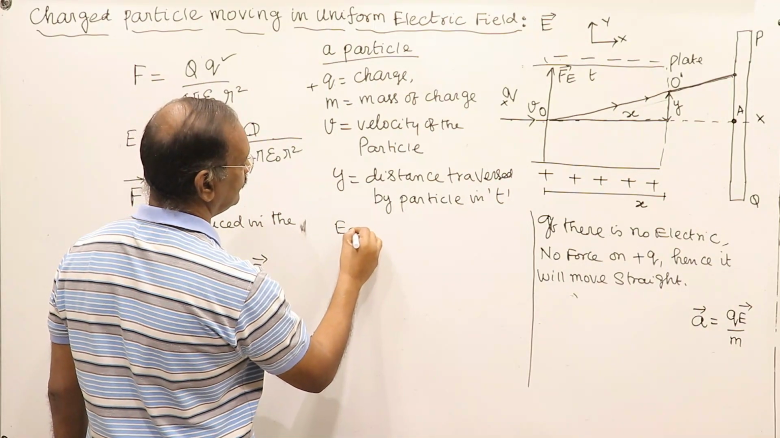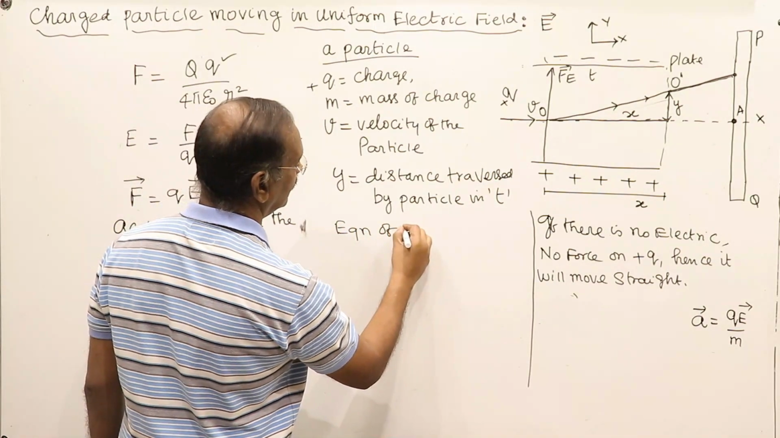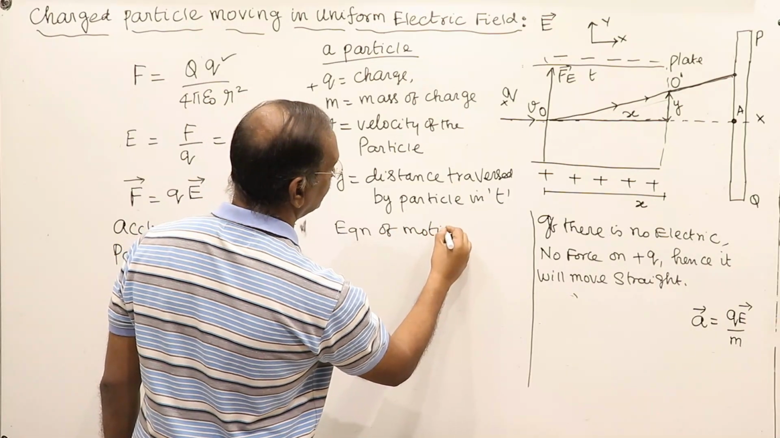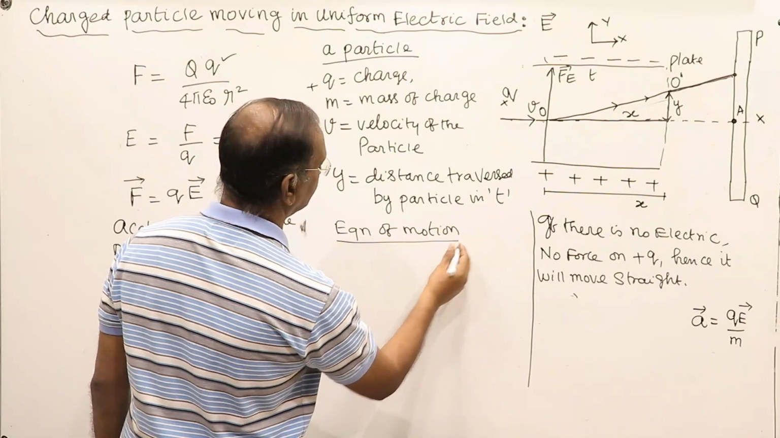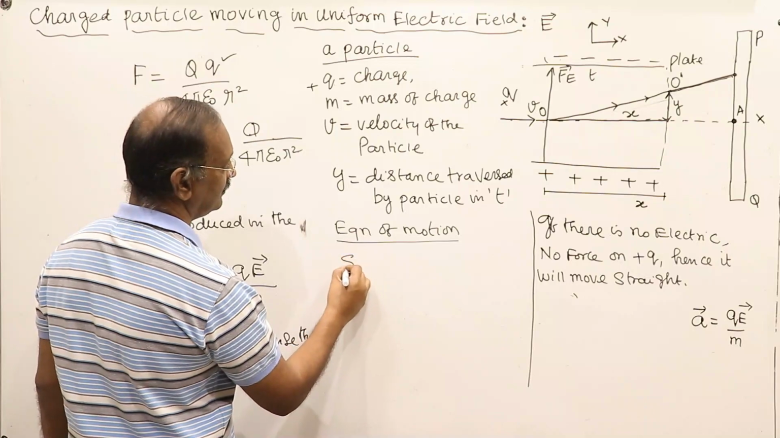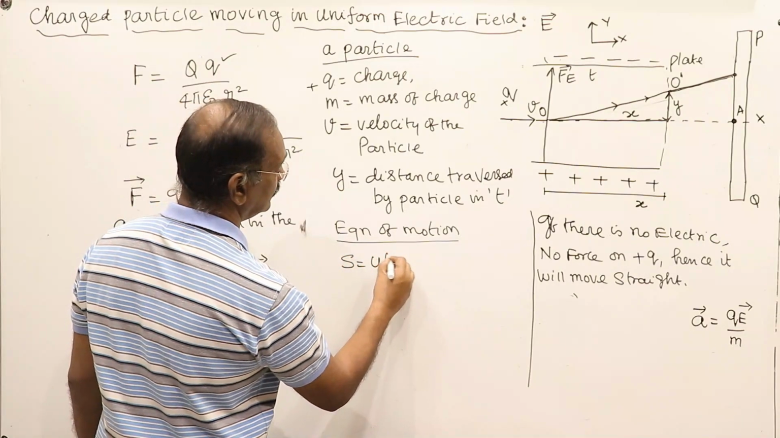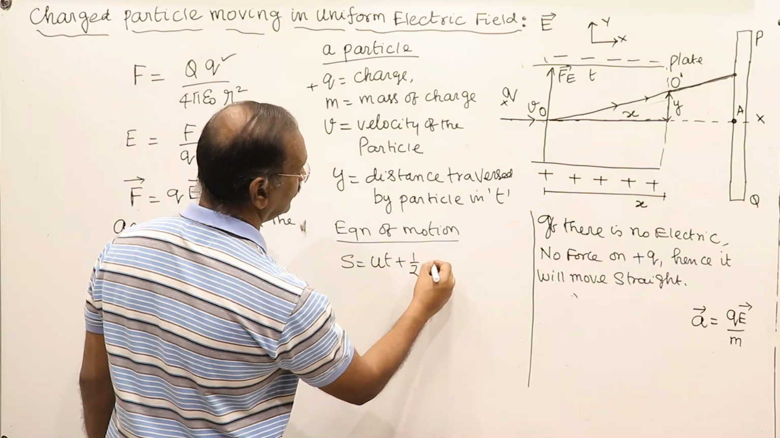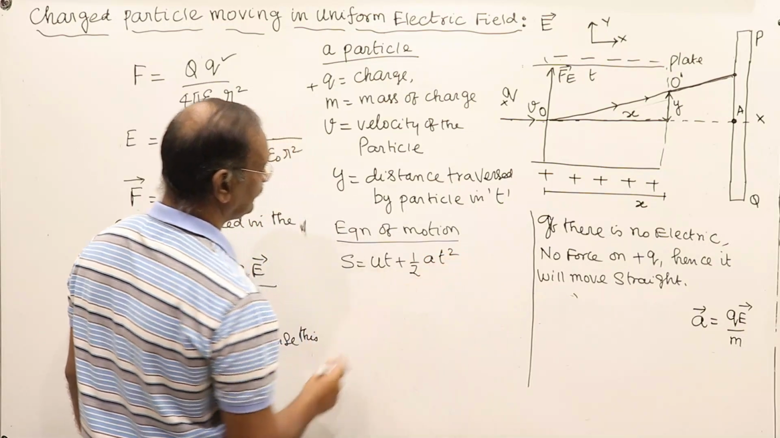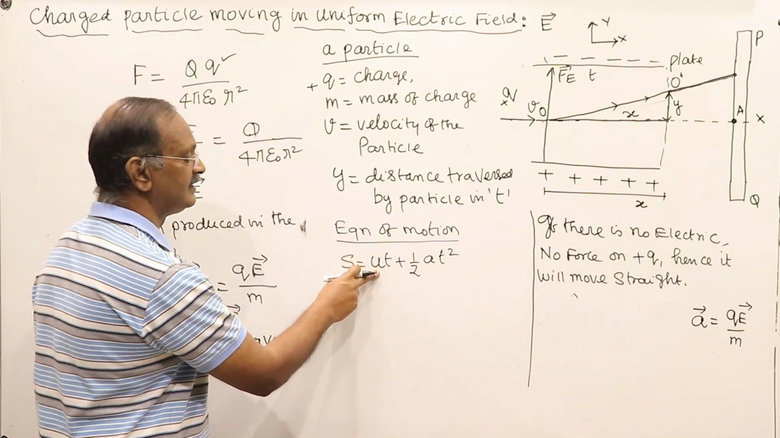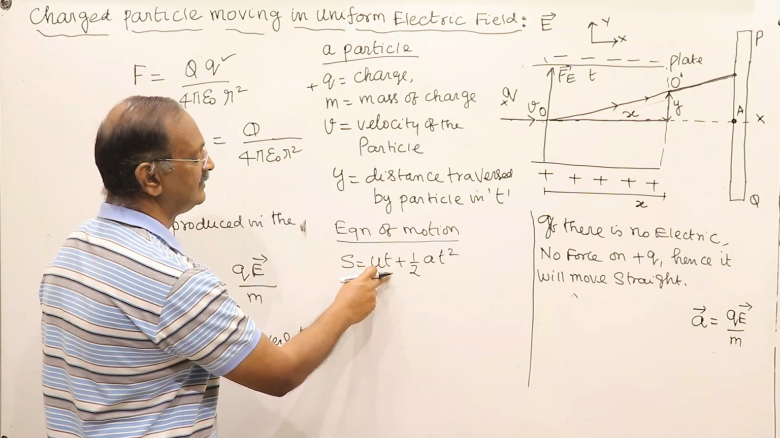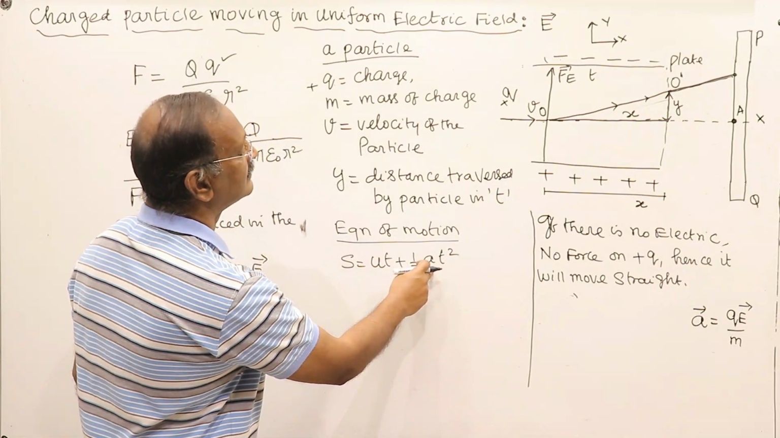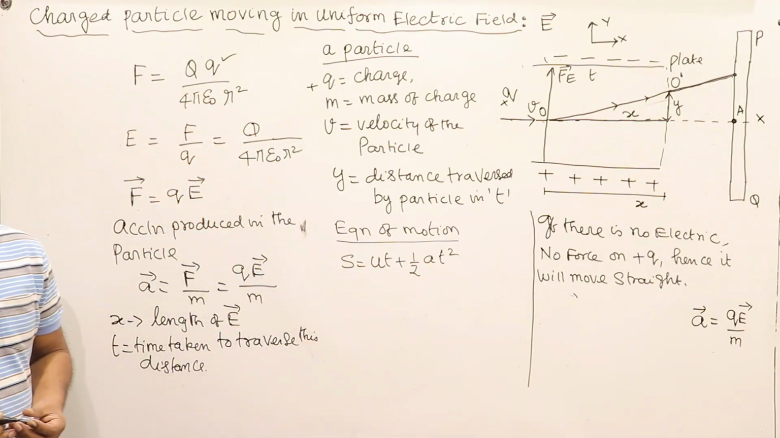Equation of motion. We must have studied this in plus one, the three equations of motion. Now we will use S is equal to ut plus half at squared, where S is the distance traveled, u is the initial velocity, t is the time taken, and a is the acceleration of the body.